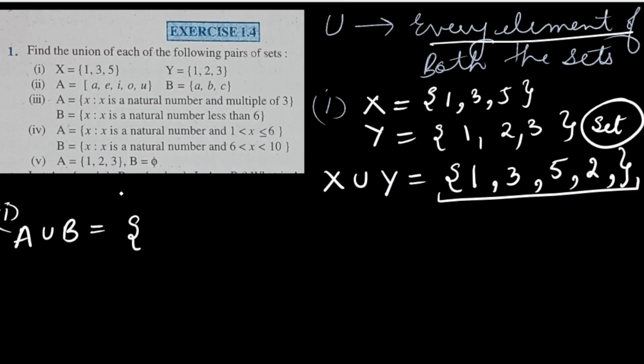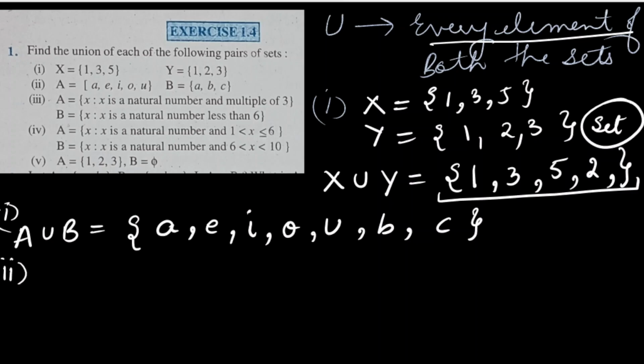Now for the second part, A is {a, e, i, o, u}. First of all, let's write all the elements of set A: a, e, i, o, u. Now let's write the elements of B, because we have to write both as we are doing union. B's first element is a. A we have already written, so no need of writing it again. Then b is there, b we can write. Then c also we can write. So A union B is a, e, i, o, u, b, c.